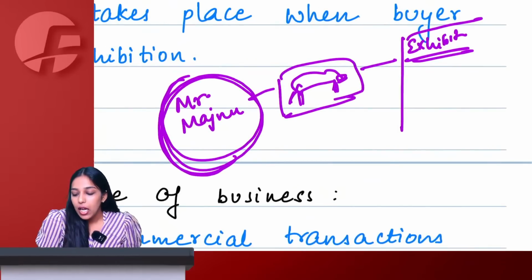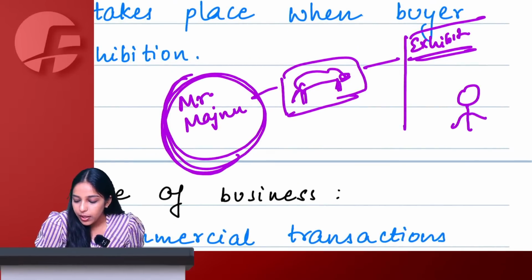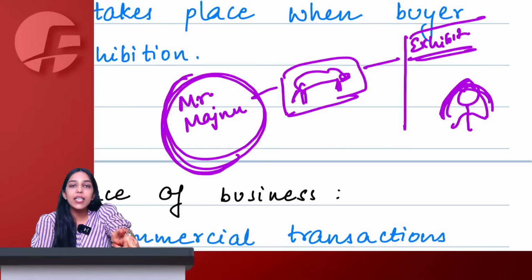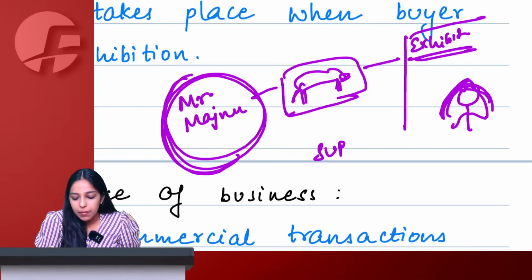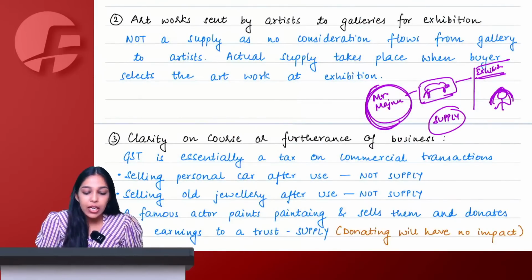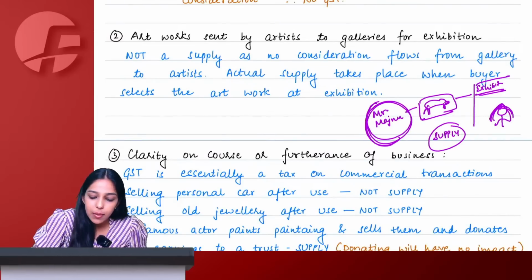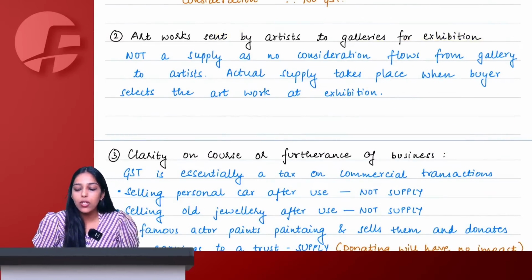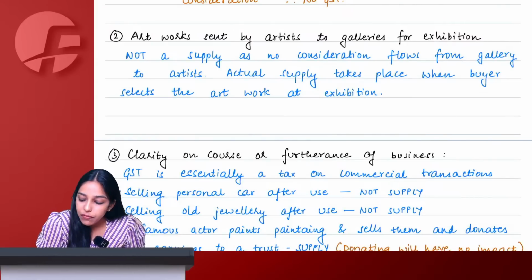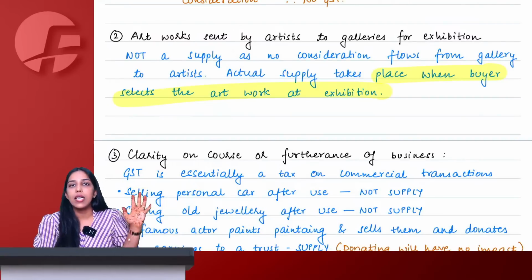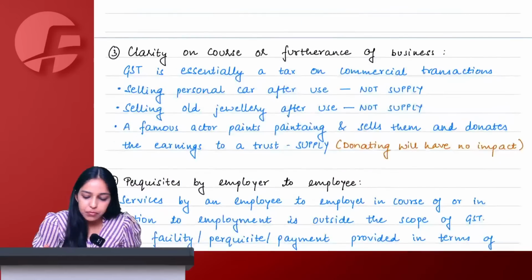But then finally, Malika Sherawat came and selected this painting and paid the consideration. Then it becomes a supply under GST. So we are saying that artworks simply sent by artists to galleries for exhibition is not a supply because no consideration is flowing. But when the final buyer actually comes and selects your artwork, at that point of time we will say supply is happening.